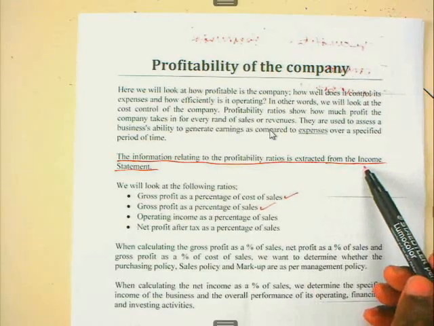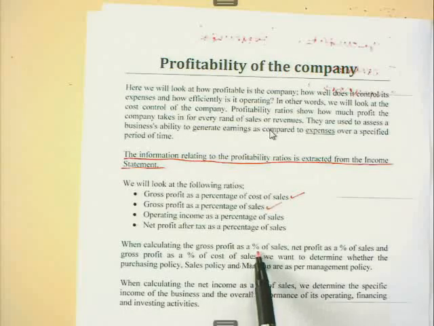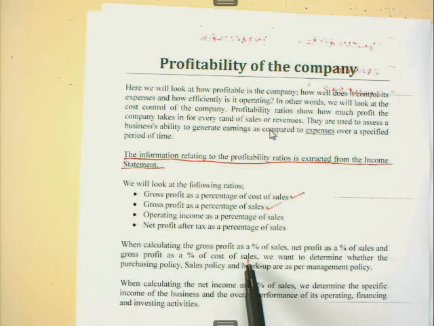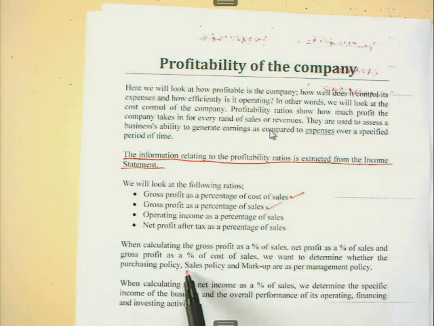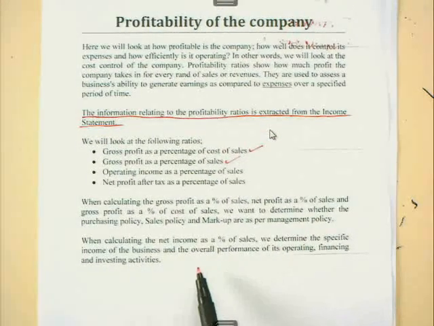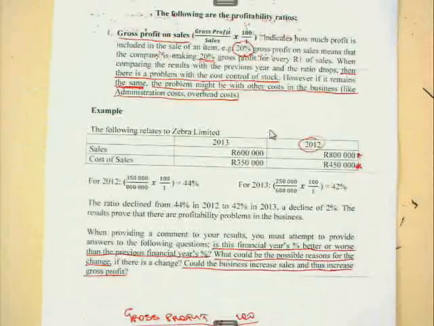You are going to get that information from the income statement, when you calculate the gross profit as a percentage of sale, net profit as a percentage of sale, and gross profit as a percentage of cost of sales. What you want to see is to determine whether the purchasing policy, the sales policy, and the markup are as per management policy. Then when you calculate the net income as a percentage of sale, you want to determine the specific income of the business and the overall performance of its operating, financing, and investing activities.